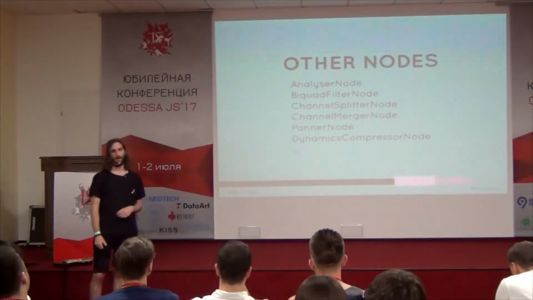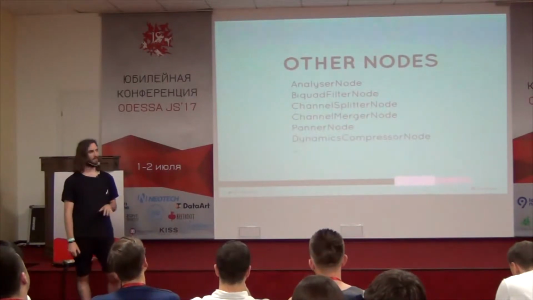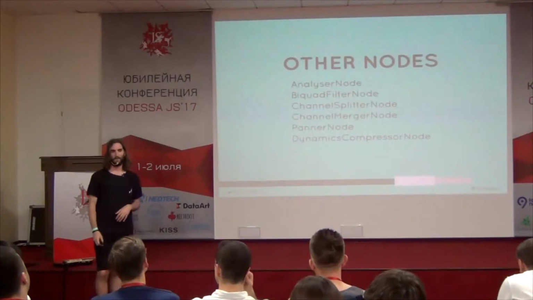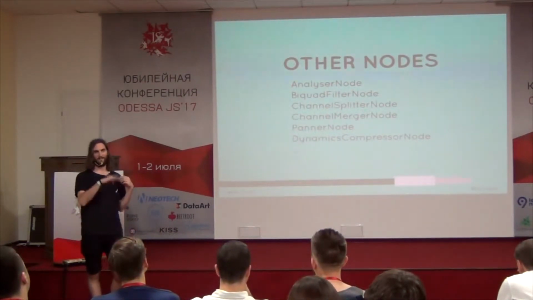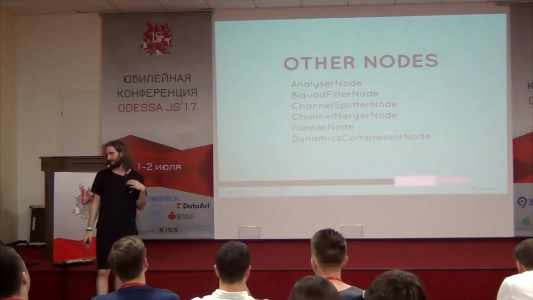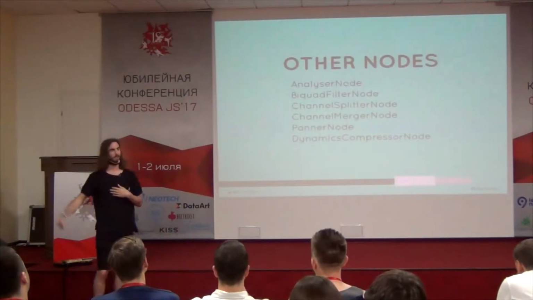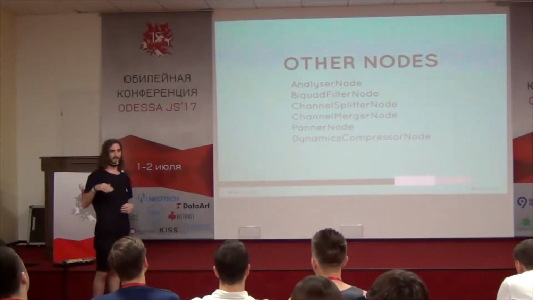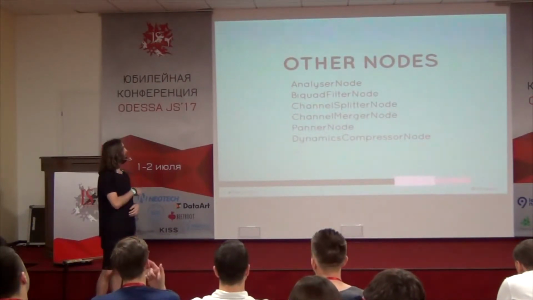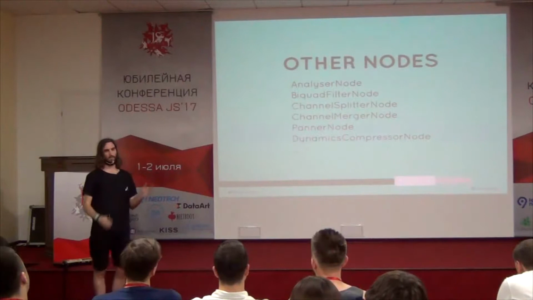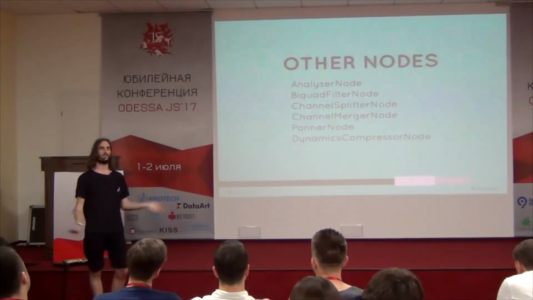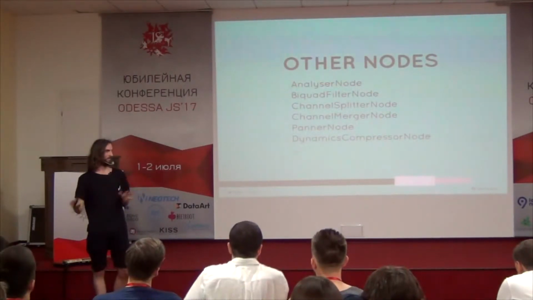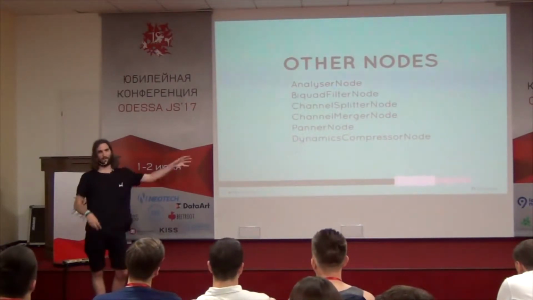So there's a lot of other nodes I'm not going to be talking about today, but you have an analyser node which you can use to analyze your audio. Like you might have seen on my first slide, I had the wave based on my voice, on my microphone. You have a biquad filter node which lets you filter out some frequencies that you're not interested in. Channel splitter node lets you split your audio into multiple channels, and merge them together. A panner node lets you position your sound in space, like to the left, to the right.